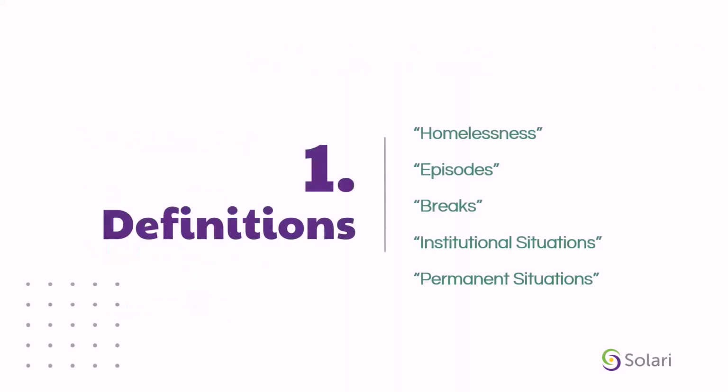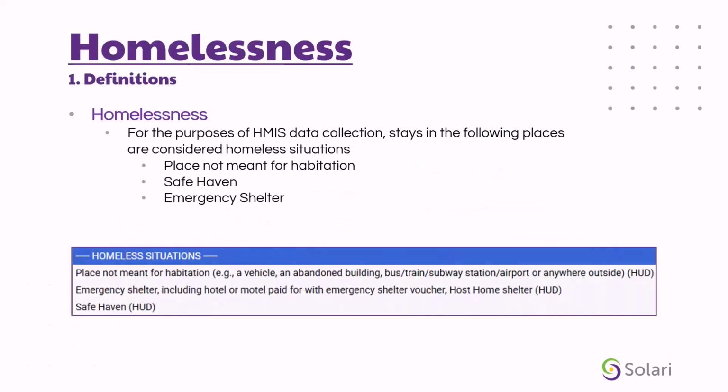Let's start with definitions. On the right side, you'll see the 5 definitions we'll be looking over: homelessness, episodes, breaks, and both institutional and permanent situations. The first important definition to understand is homelessness. For the purpose of HMIS data collection, stays in a place not meant for habitation, a safe haven, or an emergency shelter are considered homeless situations. These are also referred to as literal homelessness.